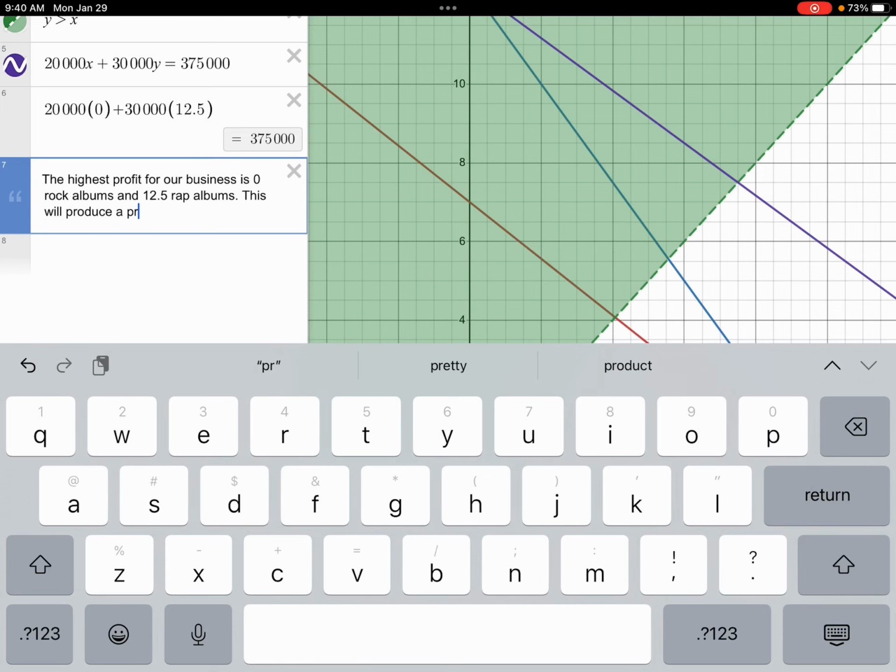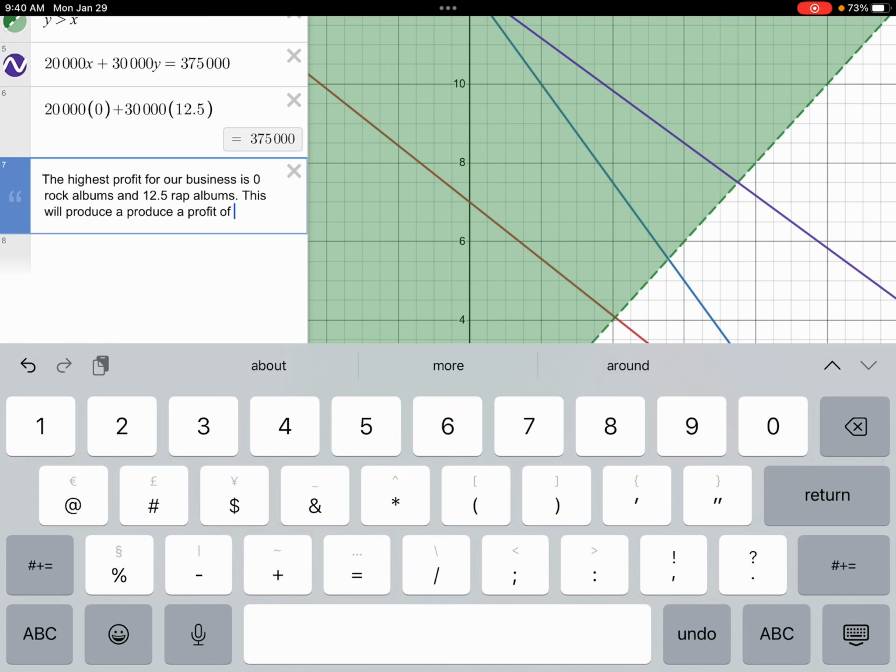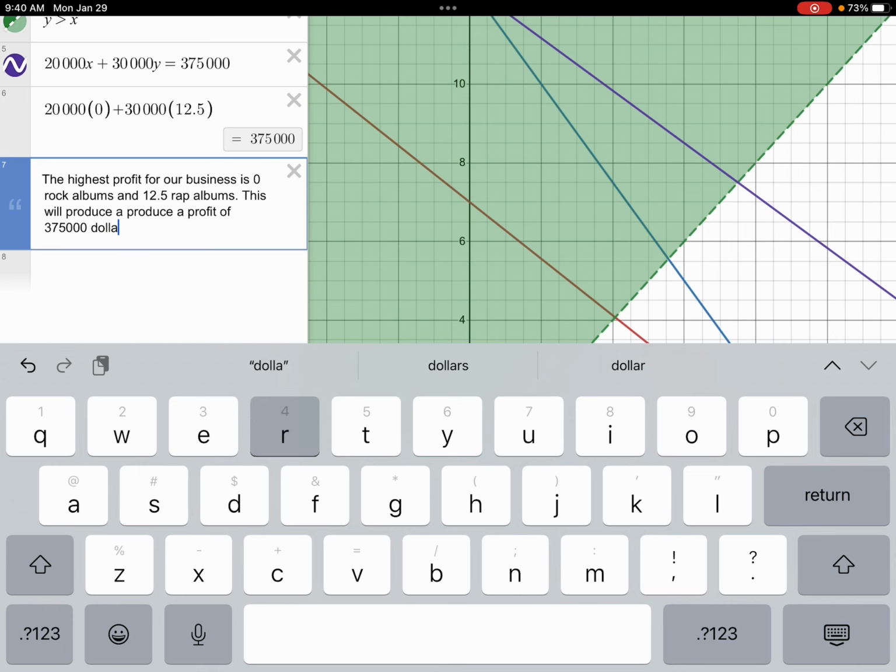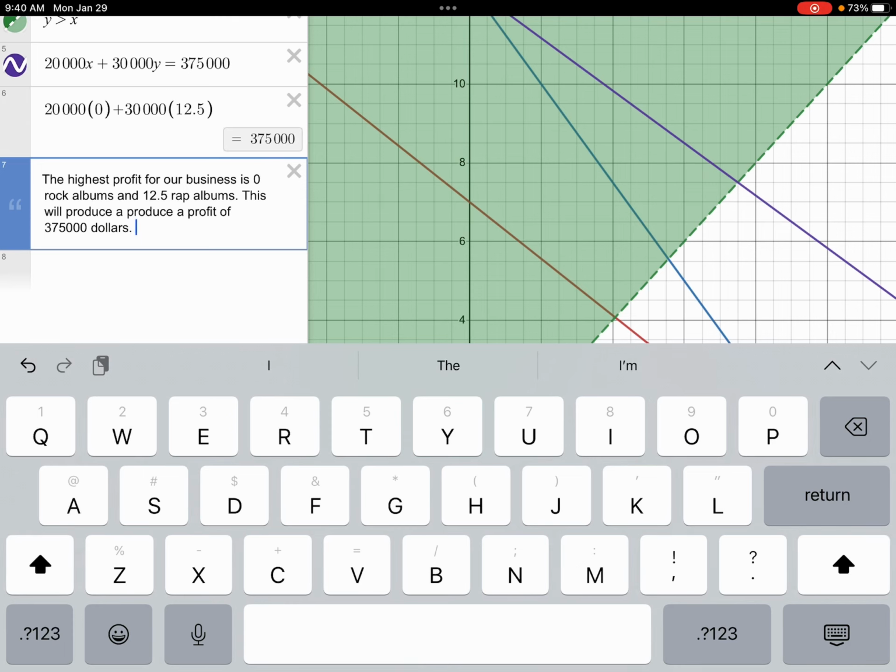This will produce a profit of what? How much money will this produce? $375,000. Okay, that's the highest point in the region that we could make. This would be what I want to see for our recommendation for what we should do.